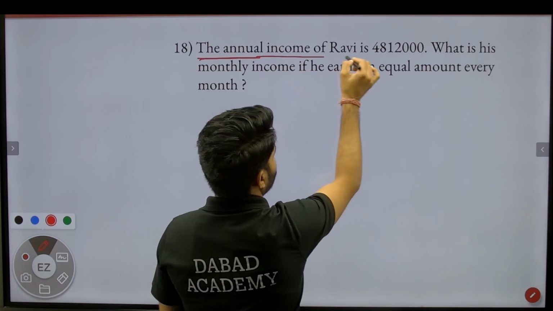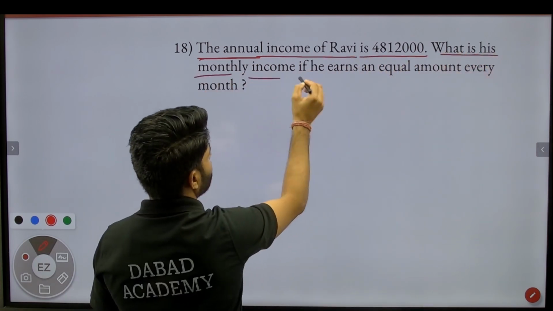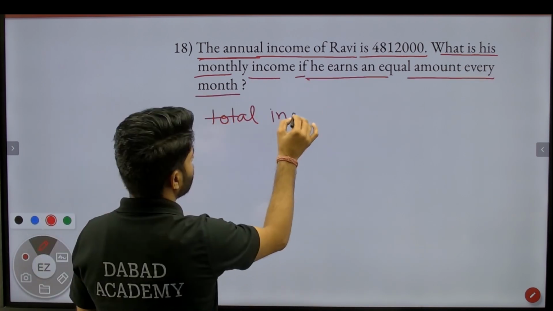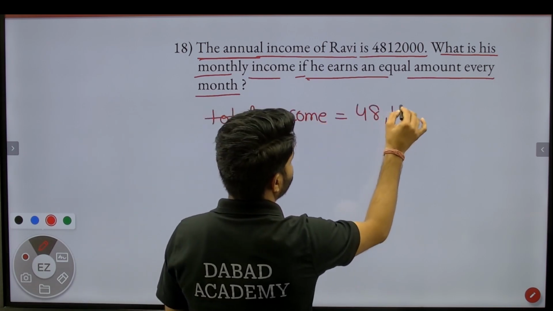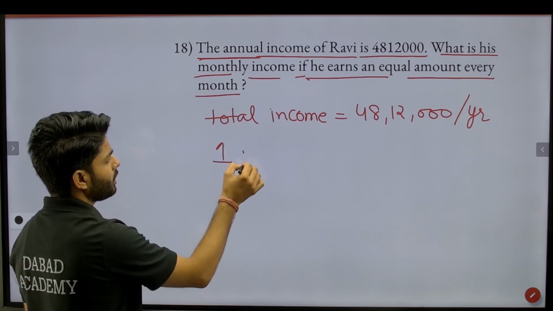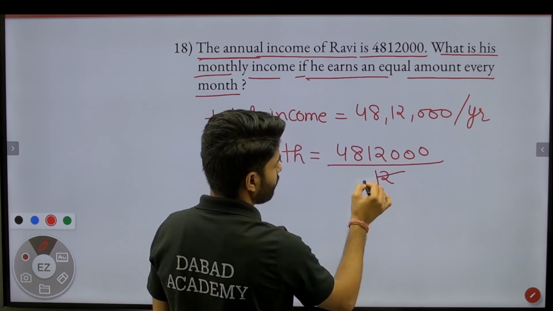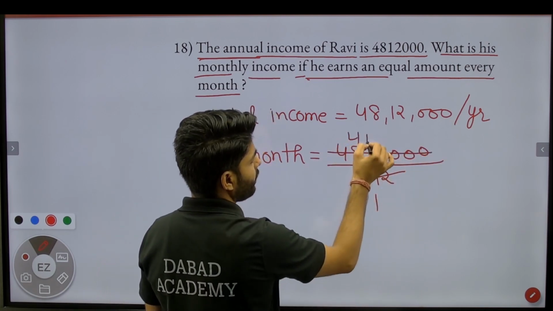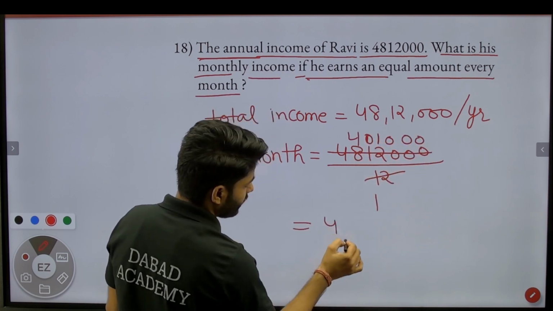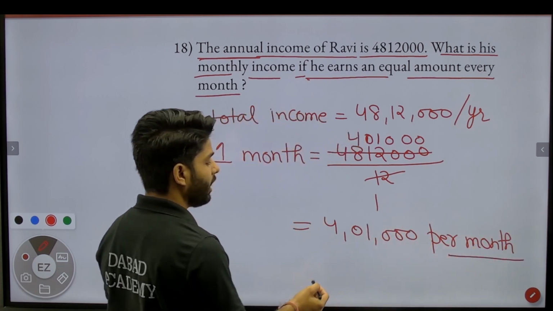The annual income of Ravi is 48,12,000. What is his monthly income if he earns an equal amount every month? We have his total income of 1 year, that is 48,12,000, per year. If we want to find the salary of 1 month, 1 year has 12 months, so we have to divide here. 12 1 12, 12 4 48, 12 does not divide into the next digit so here is 0, 12 1 12, 0 0, that is 4,01,000. So the salary of Ravi per month is 4,01,000.